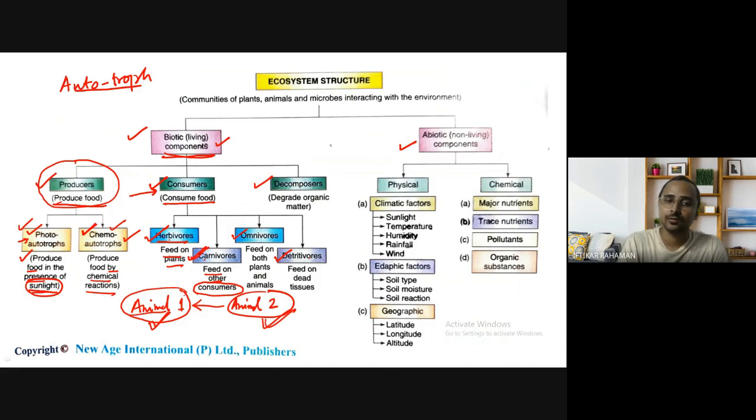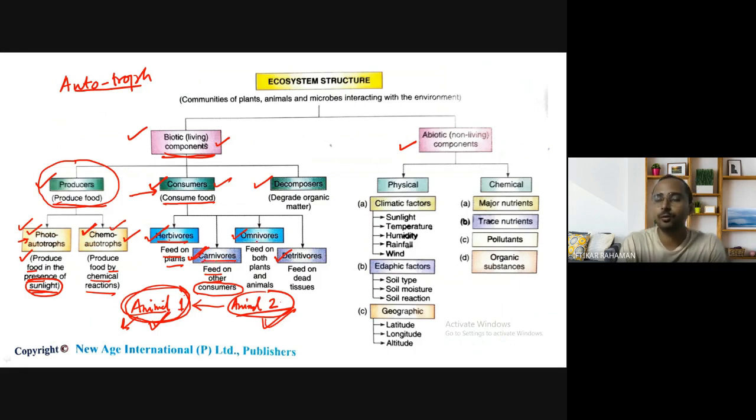Animal 1 can itself be a herbivore, and a herbivore is one type of consumer. So we can easily say that one consumer, that is animal 2, consumes another consumer, right? It can consume another consumer. So these are carnivores.